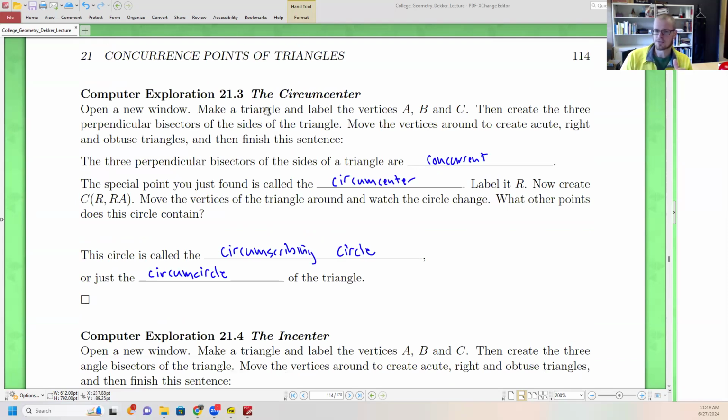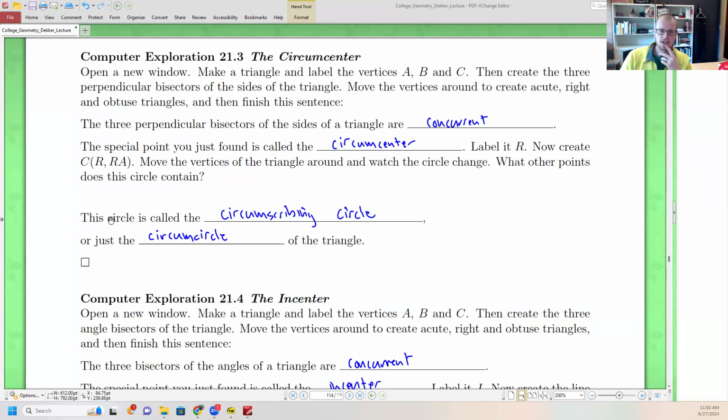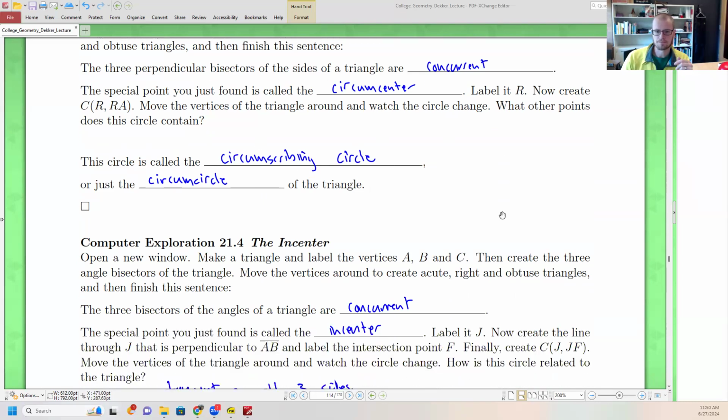Computer exploration 21.3 here. Again, we're looking to see that the three perpendicular bisectors are concurrent, right? That's expected. Circumcenter, that's what that point of intersection is called. That should not be surprising. The thing that might have been a little bit more difficult to identify are the names here. You should also be able to identify what other points are on the circle, so I'll leave that blank for now because that should be obvious. But the circle is called the circumscribing circle. The circle that goes around an object is the circumscribing circle, containing all of the points of that shape. And then to shorten the name, they just call it the circumcircle.